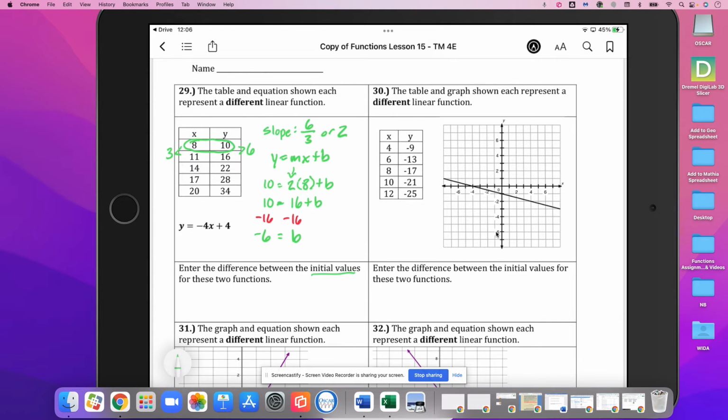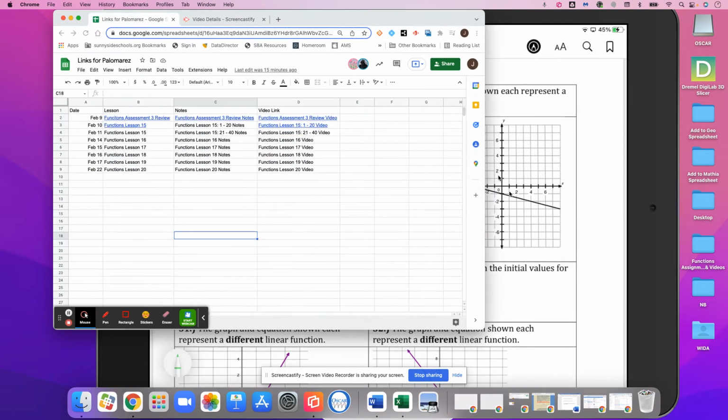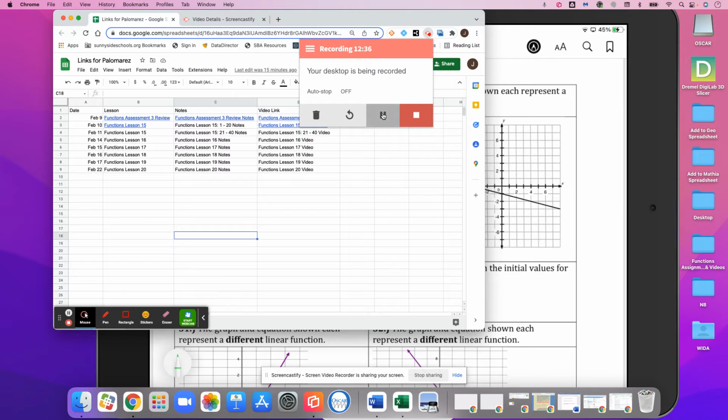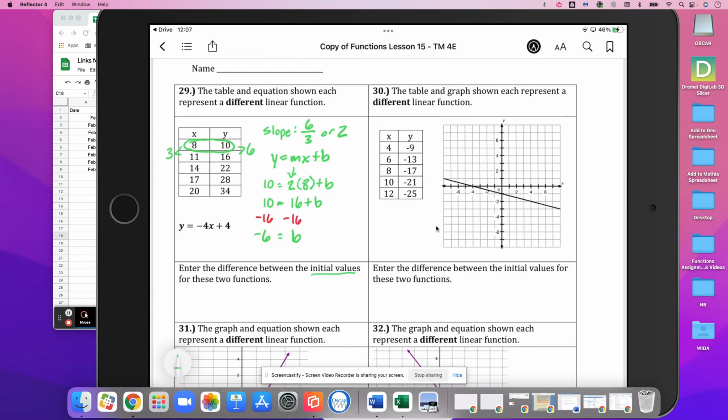So our rate of change, initial value for that one is going to be negative 6. And our initial value for the blue one is going to be positive 4. So again, using our number line to help us figure out how far apart those are, we would have a negative 6 and a positive 4. So to go from negative 6 to 0 is 6. From 0 to 4 is 4 more. That's a total of 10.